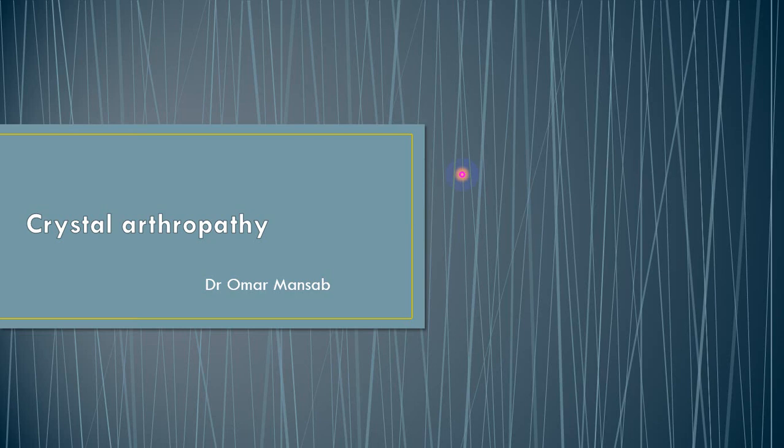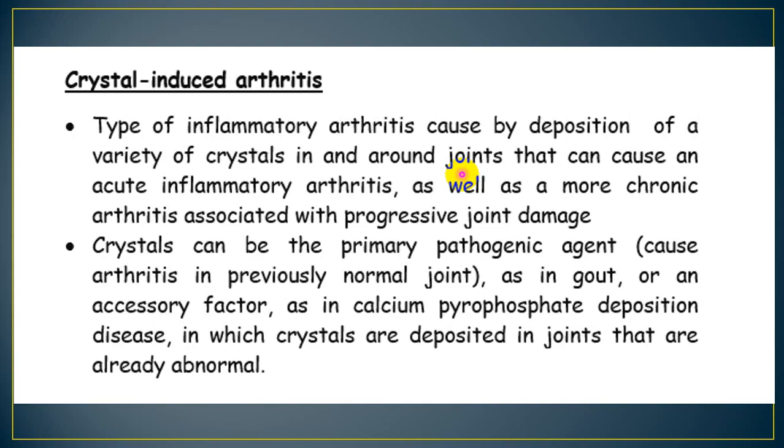Fifth-year students, we will continue our lecture in rheumatology. Today the subject is crystal arthropathy or crystal-induced joint injury. In the body there are a lot of normally found crystals that can precipitate within the joint and synovial fluid and induce joint injury and inflammation. This is called crystal-induced arthritis.